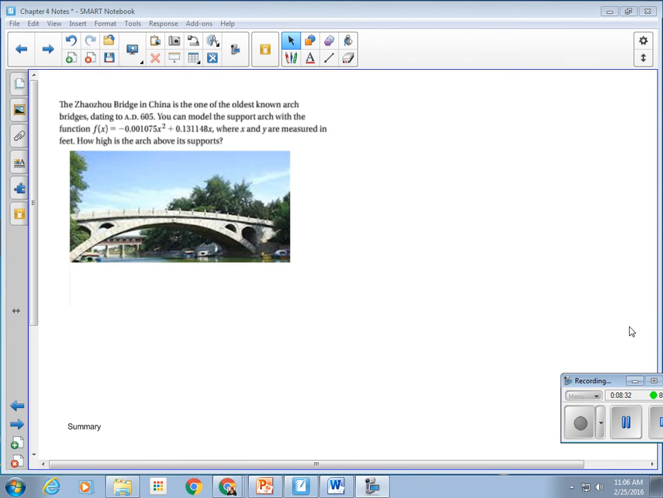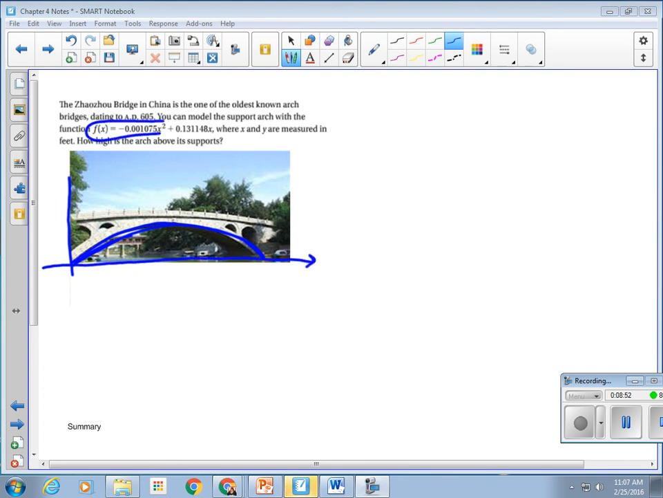So the bridge problem, it's the Zhaozhou bridge in China. If you look, we have a nice little parabola going on right here. We are going to represent this parabola using this function equation right here. We want to know how high is the arch above its support. So essentially we want to find the max. On your paper, go ahead and write that function and then write find the max.